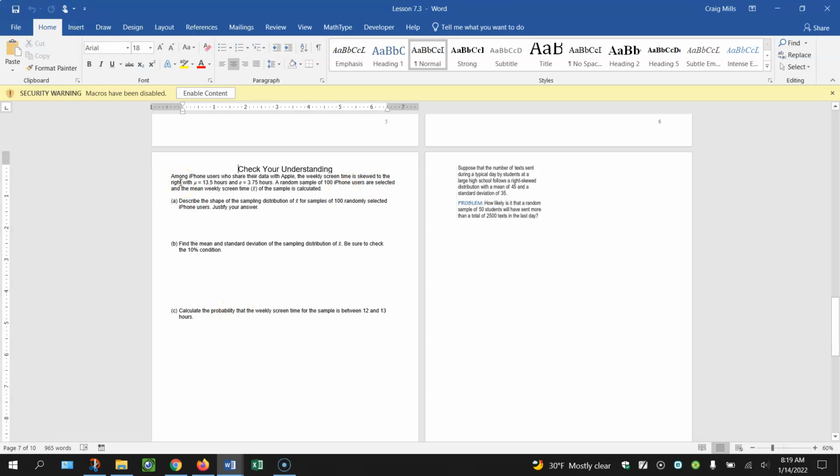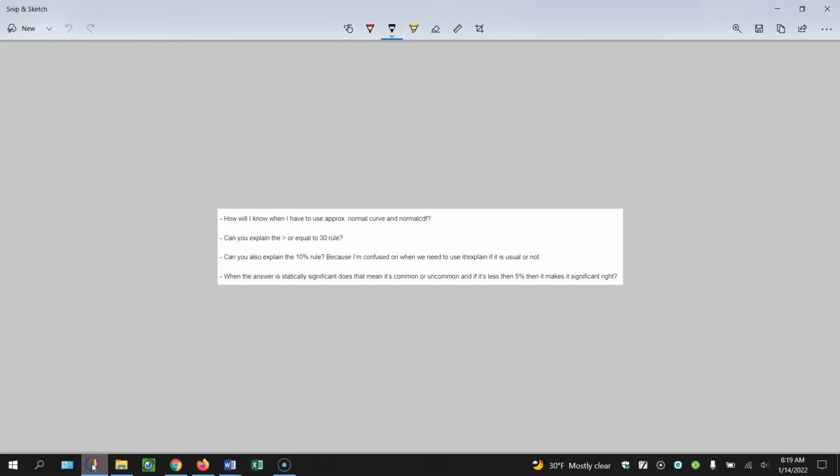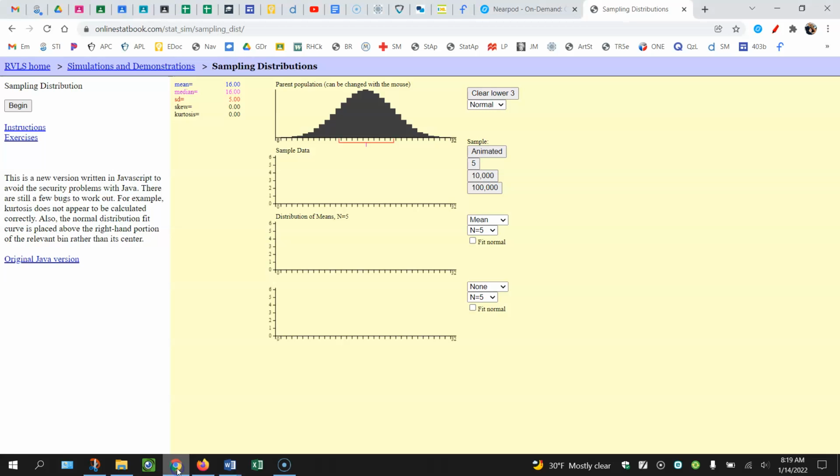So if it's quantitative data, they're going to talk about the shape being approximately normal or skewed left, skewed right. If it's categorical, they're not. So hopefully that answers that first question. The second question, can I explain the greater than or equal to 30 rule? Yes.